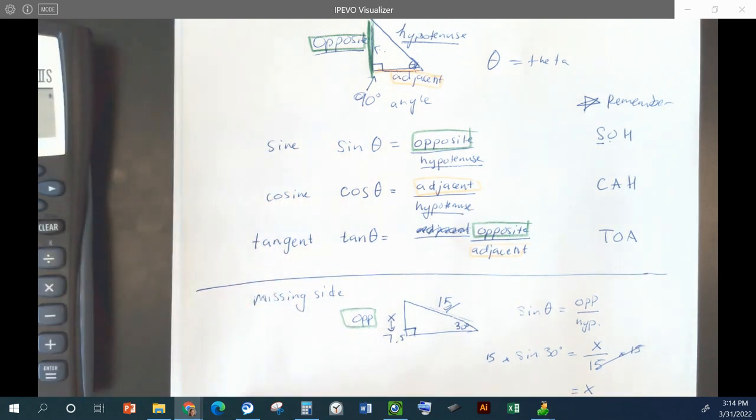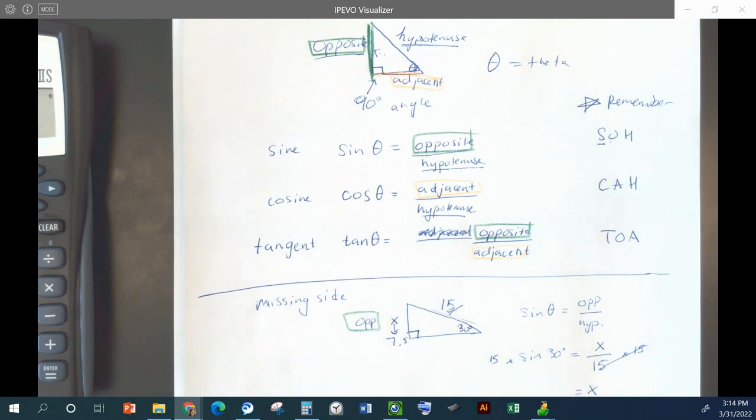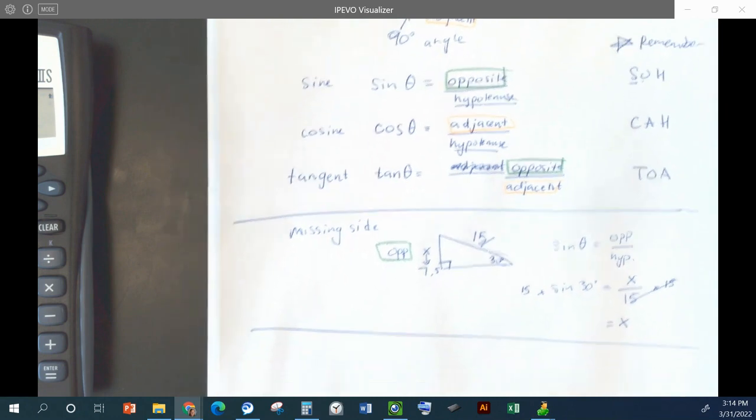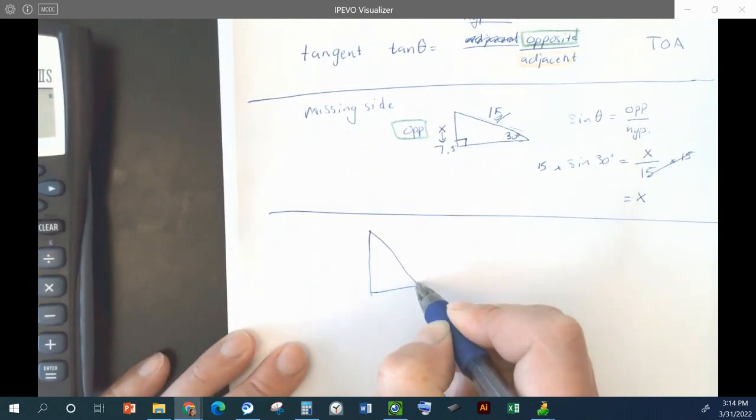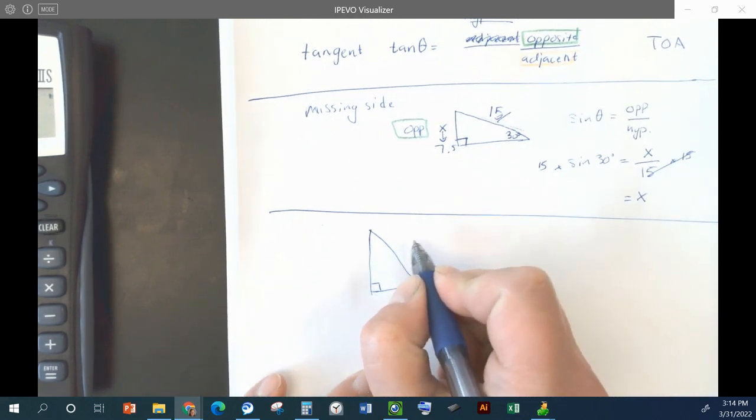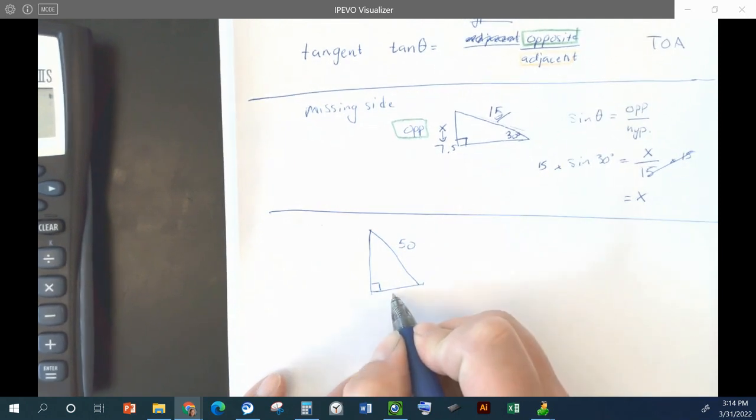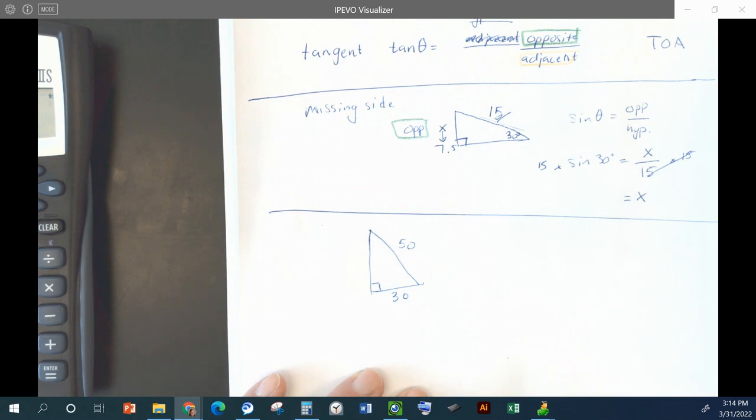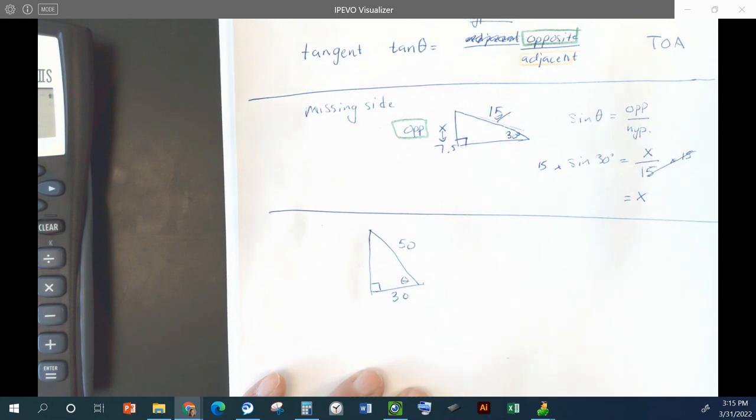All right, so we can find a missing side. The other thing we can do, let me flip over this example, is if we have a right triangle that has a 90-degree angle, and maybe this side is 50, and this side is 30. And we want to know what is the angle here. We can find that angle.